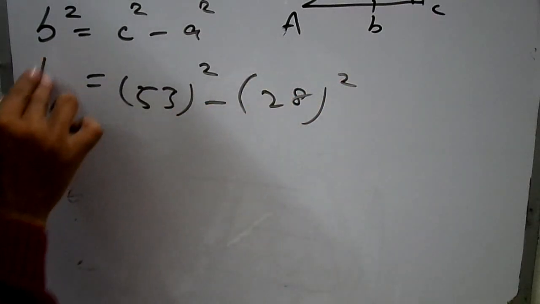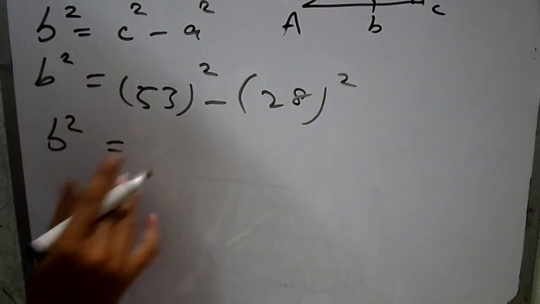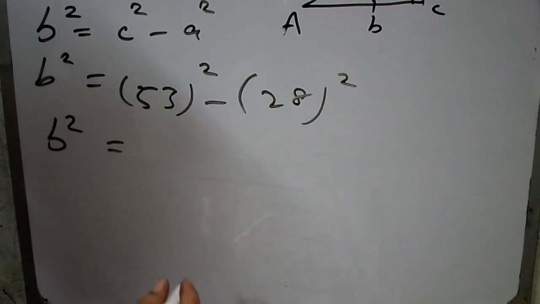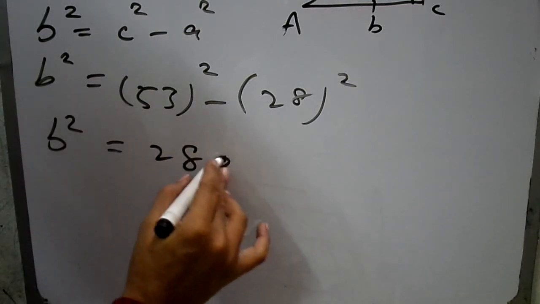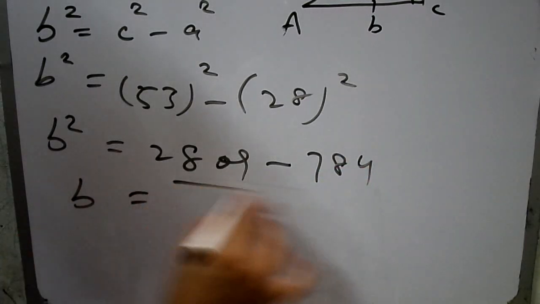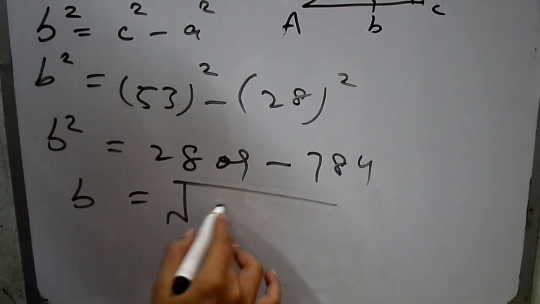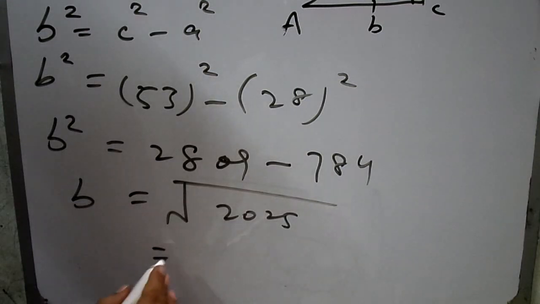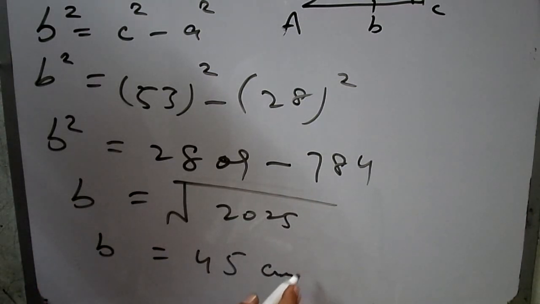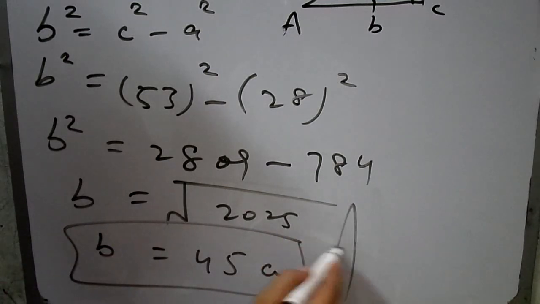so the value of B square is equal to, you will get 2809 minus 784, so the value of B is under root 2025. You will get the value of B is equal to 45 centimeter. So that is your result.